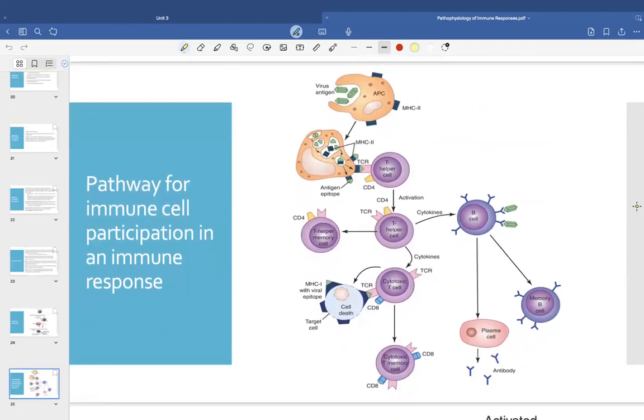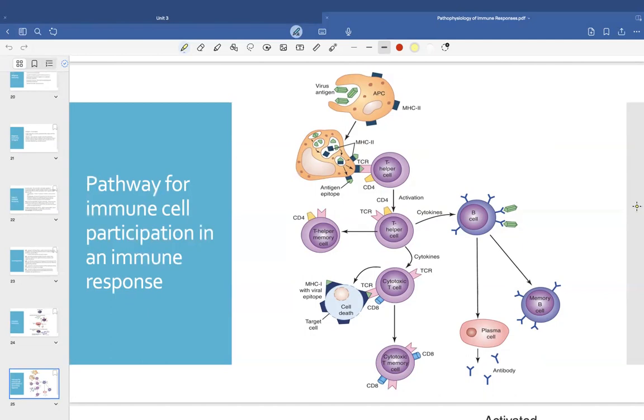And this picture is really about how immune cells participate in an immune response. It puts all those different pieces together. So I encourage you when you review to come back and take a look at this, because you often start, and this is starting at the top, with an APC. So your antigen presenting cell.